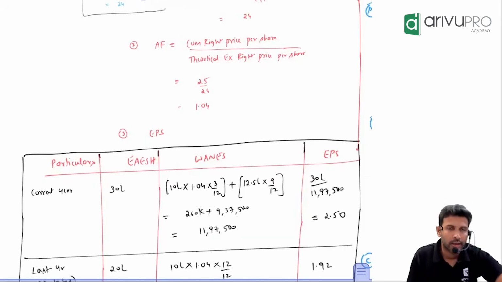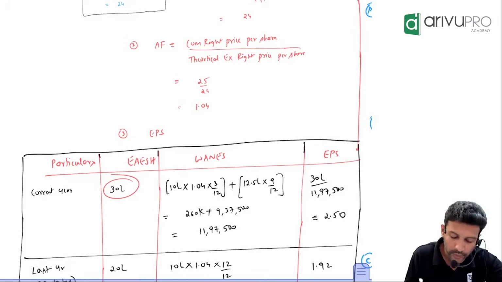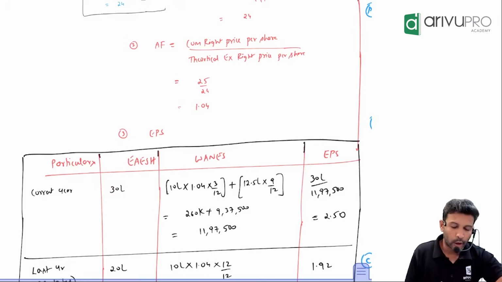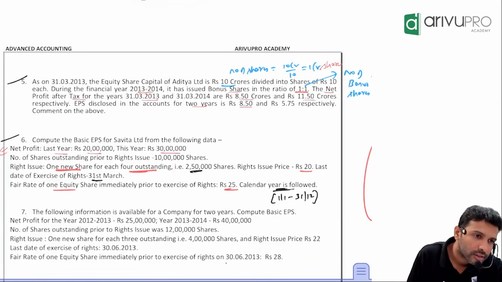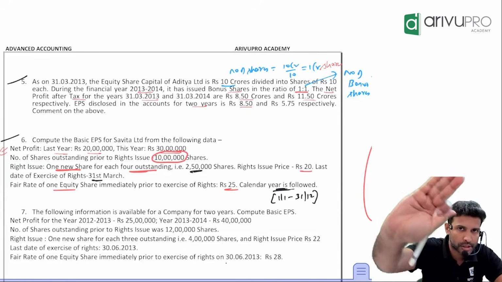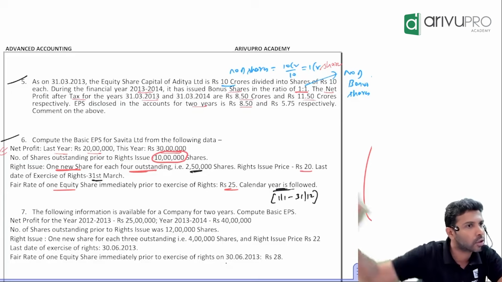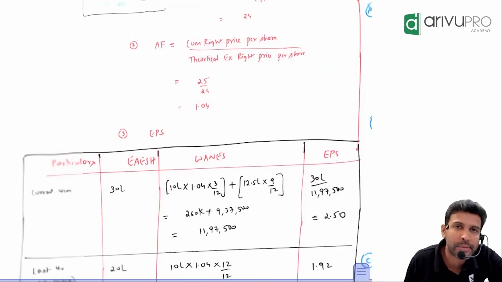Careful here, everyone. Earnings is done. Now we want weights. How many original shares do we have? 10 lakh. We are doing the cumulative approach here, okay? You know what the cumulative approach is? Remember the first example I showed? How many original shares do we have? 10 lakh. Now, original's weightage and bonus's weightage, different or same? Same.